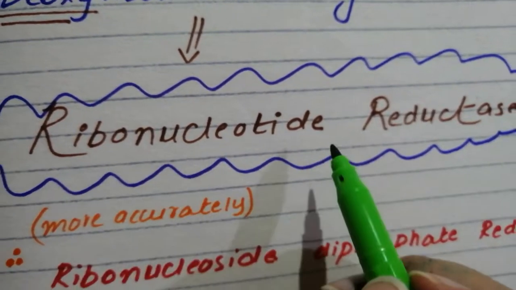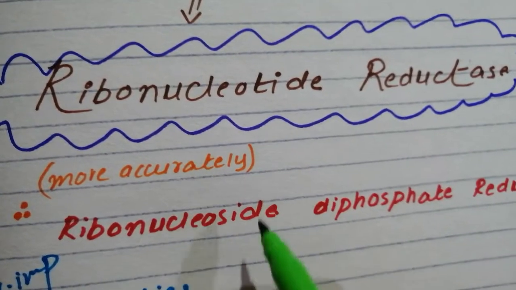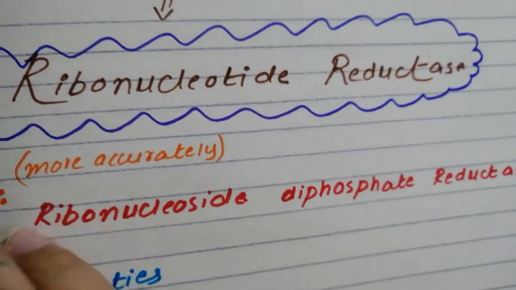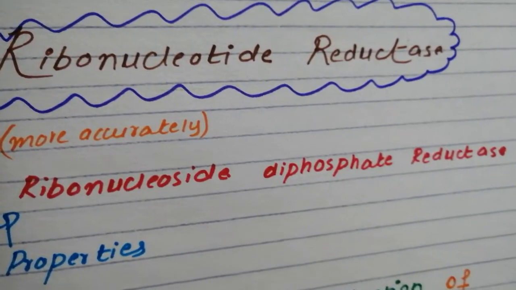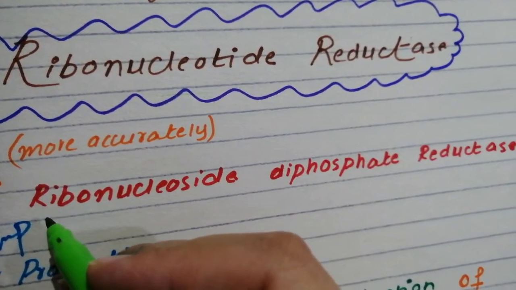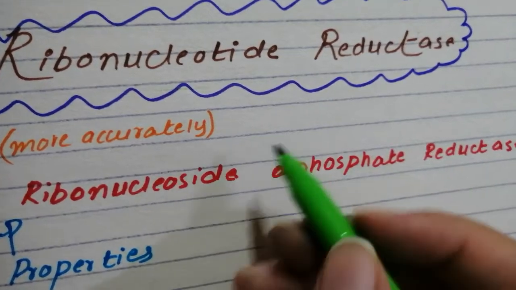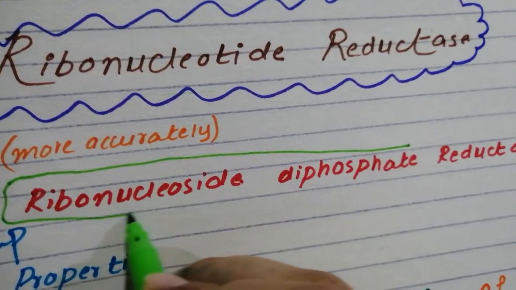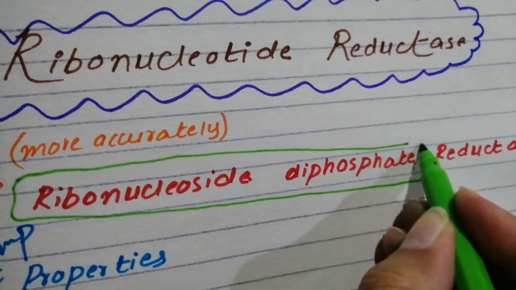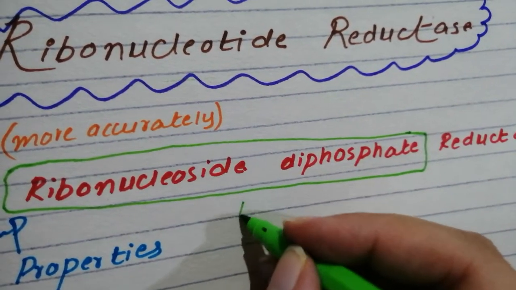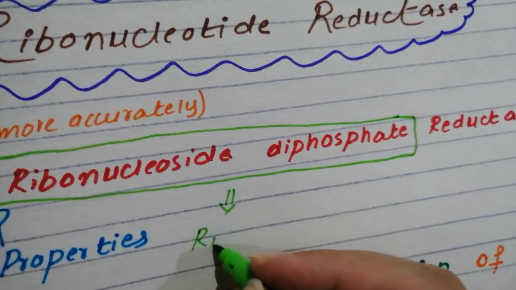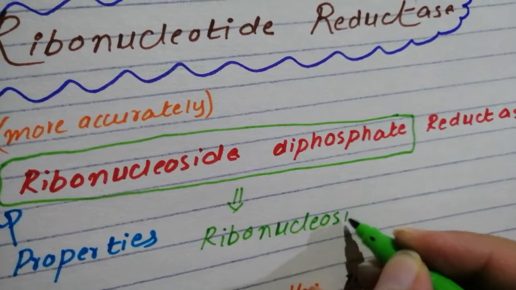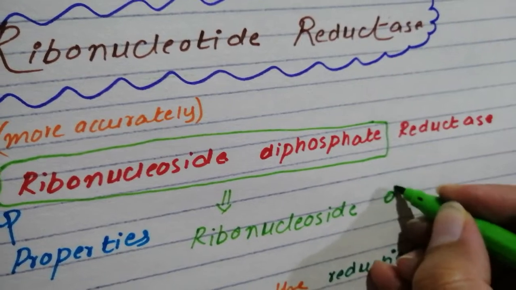And the thing is that this enzyme is actually specific to what we know as the ribonucleoside diphosphate. So the more accurate name is written over here. The name ribonucleoside diphosphate reductase clearly states the substrate specificity of this enzyme. The fact that its substrate will always be ribonucleoside diphosphate. And what is the function of this?